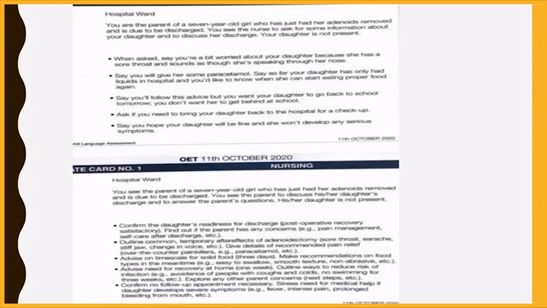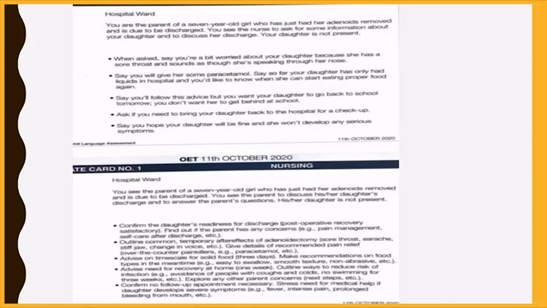It's not parents, okay? It's only one person, the parent of a 7-year-old girl. Probably it can be a mother or it can be a father. You have to decide. Who has just had her adenoids removed, meaning this child underwent an adenoid removal just recently and is due to be discharged. Due meaning she's getting ready for discharge. She's not discharged, but she will be discharged shortly. That is the meaning of due.